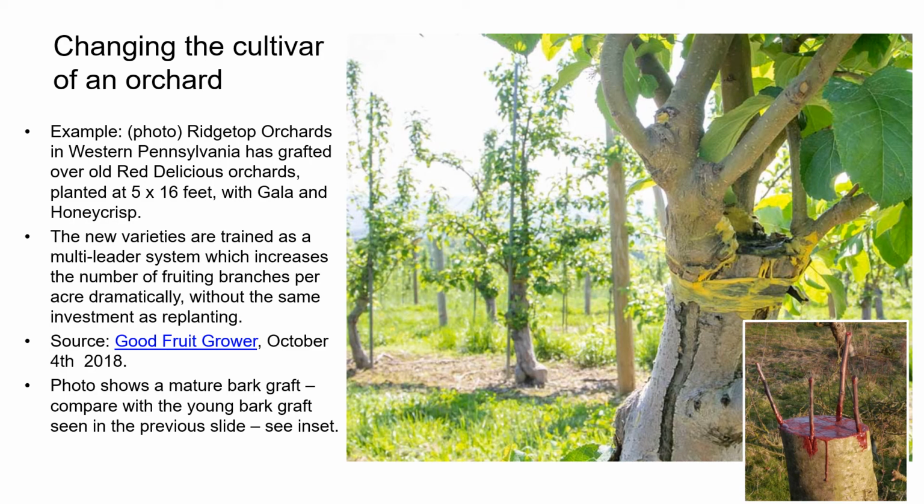The orchard owners regrafted with Gala and Honeycrisp and also completely changed the growing system to one where the new varieties are trained as a multi-leader system, which increases the fruiting axes per acre dramatically, without the same investment as replanting. The result of this is higher yields per acre.